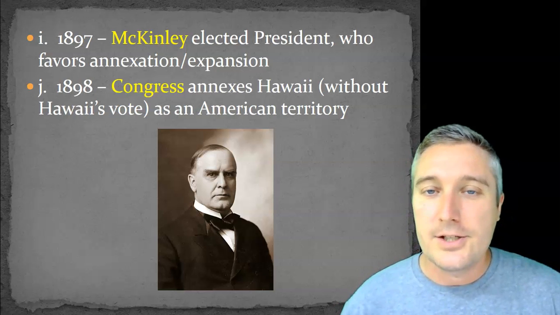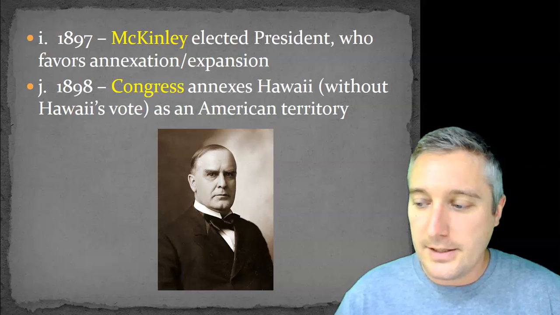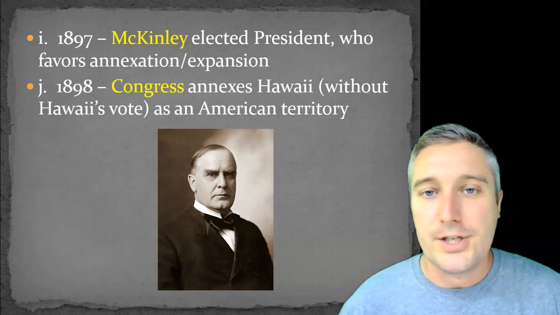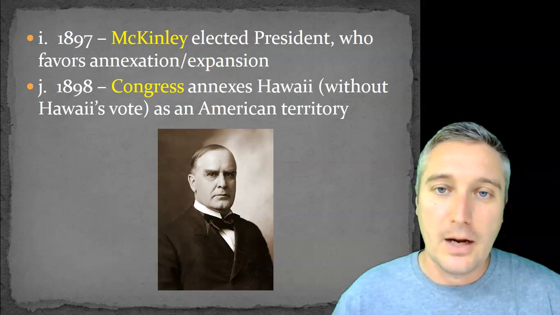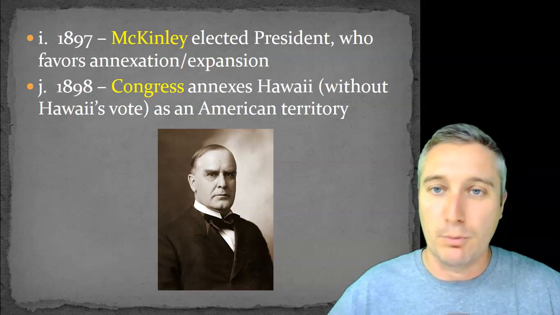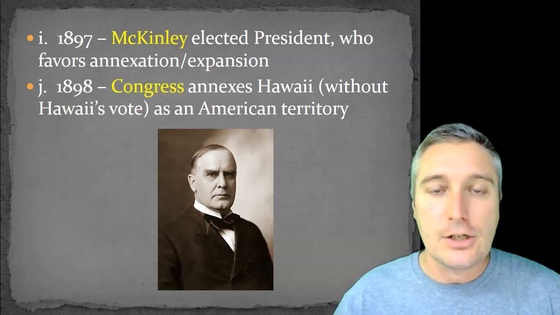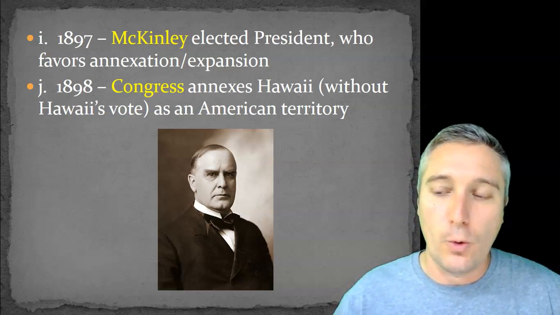1897, McKinley is inaugurated, becomes president, and he does favor expansion, and he gets Congress to annex Hawaii within the next year. Hawaii had no vote in that. Okay, we overthrew their government by force with the Marines, and we added it as a U.S. territory without any voice from the Hawaiian people.